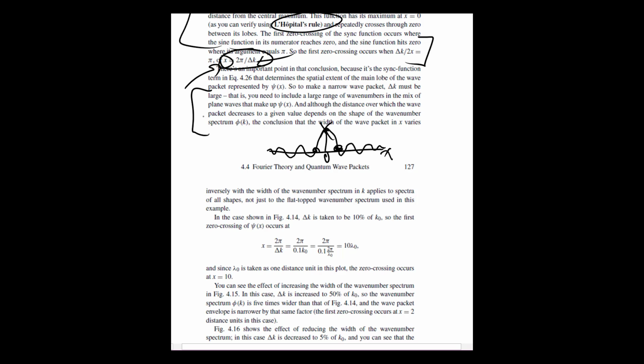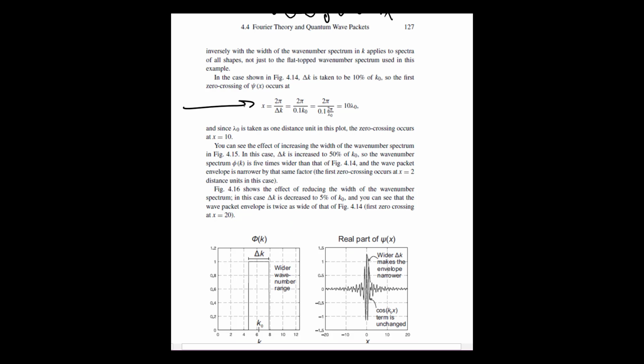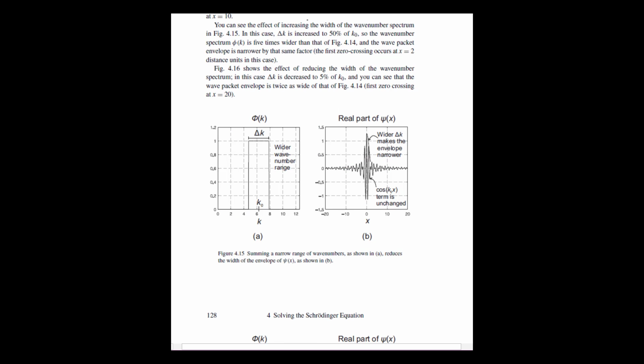We used one with a flat top in wave number space, that is, k equals 1 over that range delta k. But this inverse relationship of the width in position and the width in wave number space holds for any spectrum. Here are the numbers for why the first 0 crossing appears where it does in that graph, in which we had taken delta k to be 10% of k0. But if we increase that delta k to 50% of k0, then it looks like this.